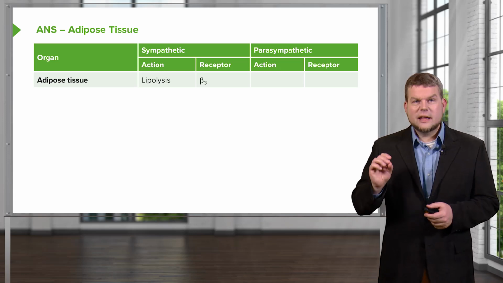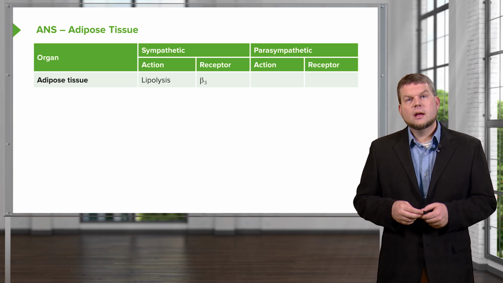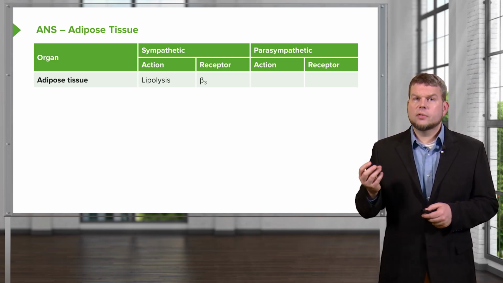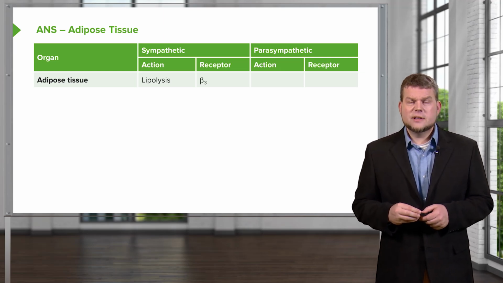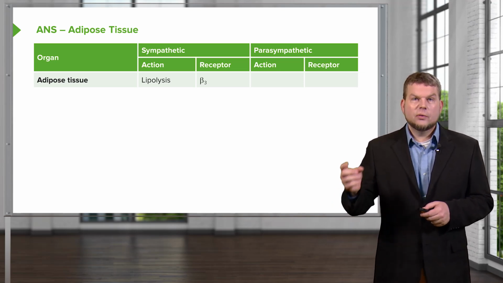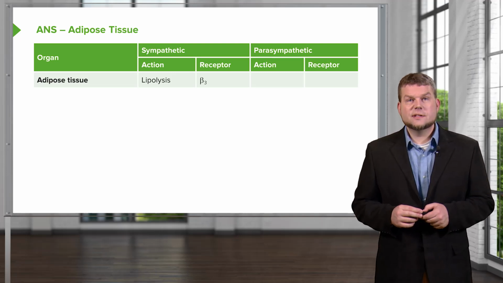Another tissue that's also adipose tissue is called brown adipose tissue. Brown adipose tissue, especially in the infant, is important for thermal regulation. They utilize these same beta-3 adrenergic receptors and end up causing heat production. So both white fat and brown fat are innervated by the sympathetic nervous system.